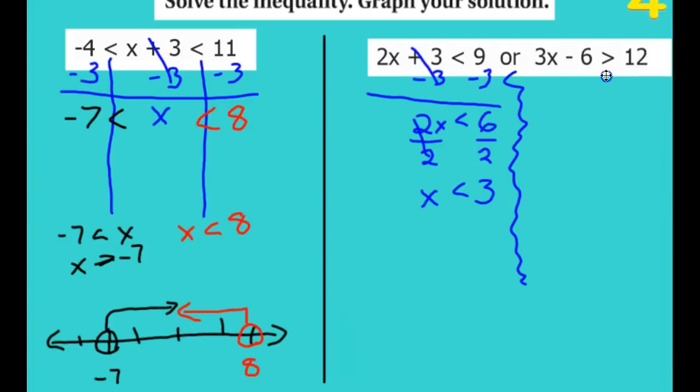Over here, we need to add 6. Remove that 6.